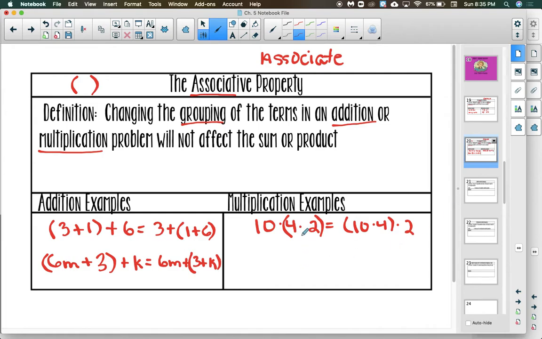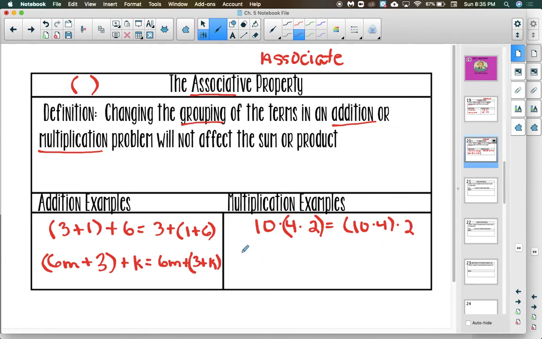So this side says 4 times 2 first, we get 8, 10 times 8 is 80. This side we do 10 times 4 first, 4 times 10 is 40, times 2 is 80. We get 80 either way. But again, note that we did not change the order. We only changed where the parentheses are. So we still have 10, then 4, then 2, 10, then 4, then 2.